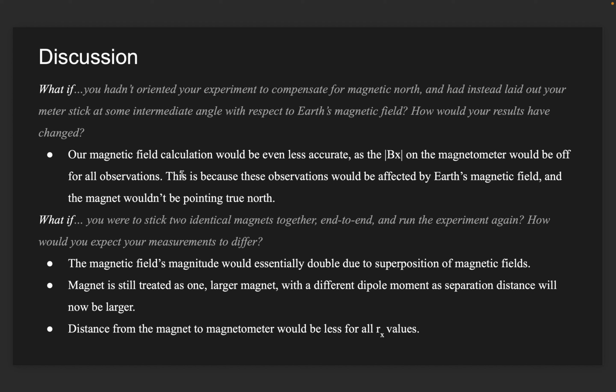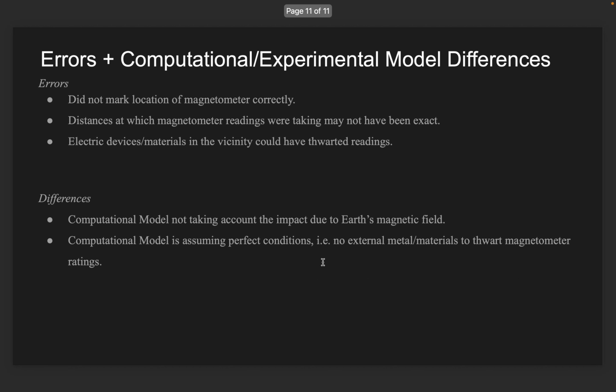So what if we were to stick two identical magnets together end to end and run the experiment again? The magnetic field's magnitude would essentially double due to the superposition of magnetic fields. The magnet would still be treated as one larger magnet with a different dipole moment due to different separation distance, and our distance from the magnet to magnetometer would be less for all of our B x values.